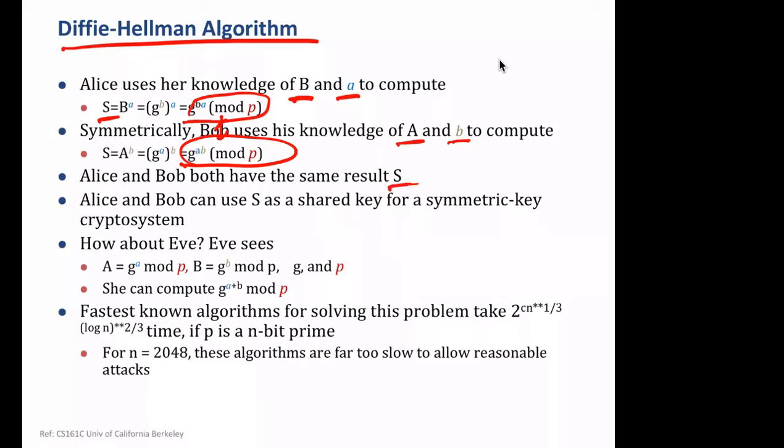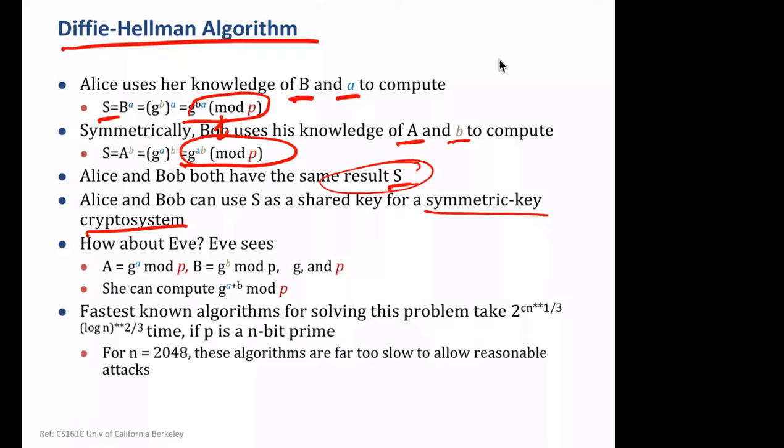So both have the same result. Now they can use this shared secret, which is known only to the two of them, because of this kind of relationship between private key and public key. So that can be used for further communication, symmetric key encryption, a symmetric crypto system.